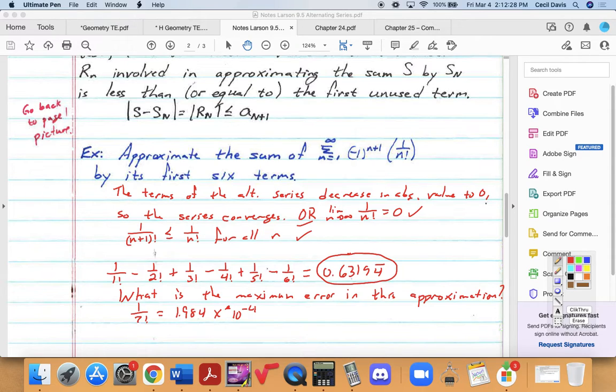Now, I will say that your book sometimes asks, between what two numbers will this approximation lie using the first 6? And they will take this approximation plus or minus the error. To which I say, bull. Think about it a little bit. It's between this and this number plus this number. They give a bigger range than they really need to.